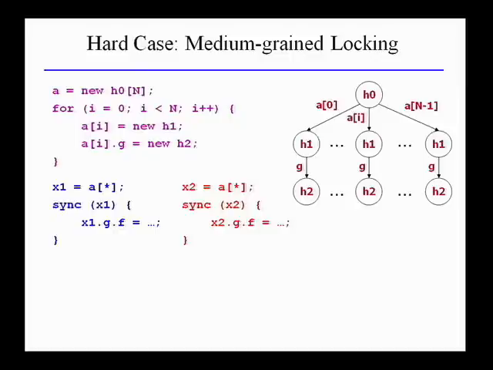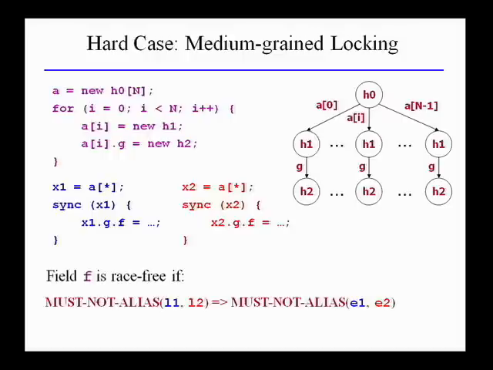The medium-grained locking case would be, instead of locking the whole structure, you just lock one of the buckets. Then you can go off and modify the things underneath that, so you can get concurrency at this level between multiple accesses coming in at the different H1s, but you have exclusive access to all the H2s underneath. So what happens in this case?